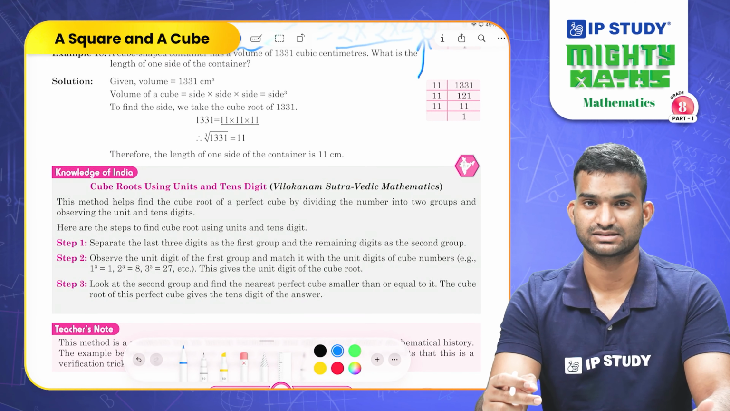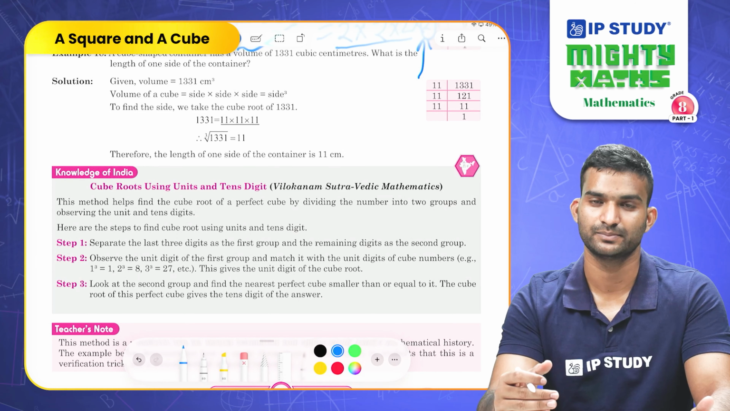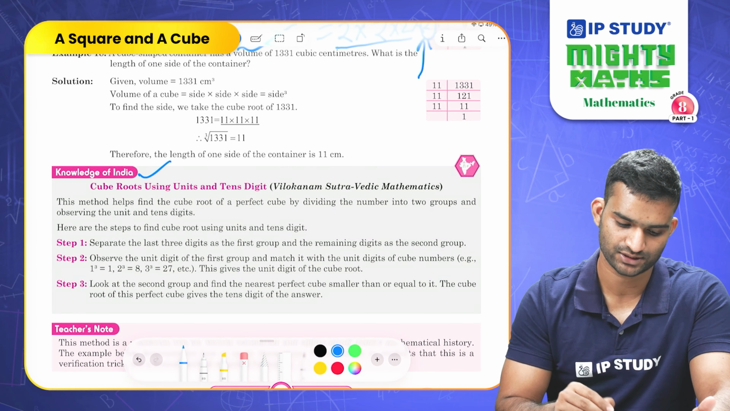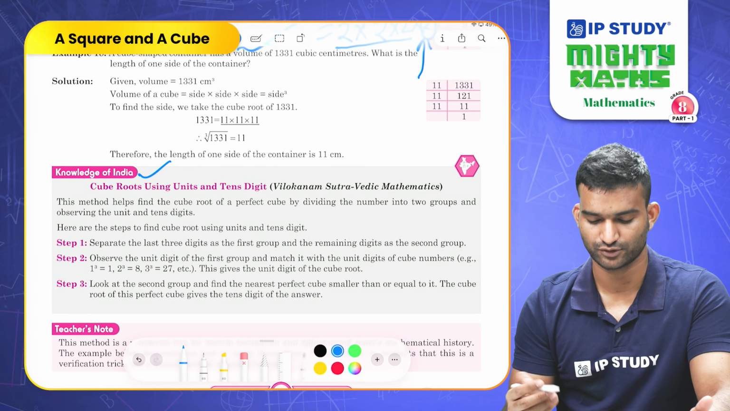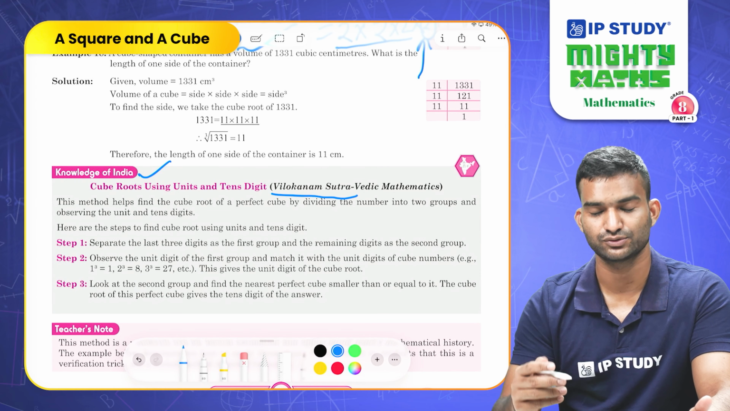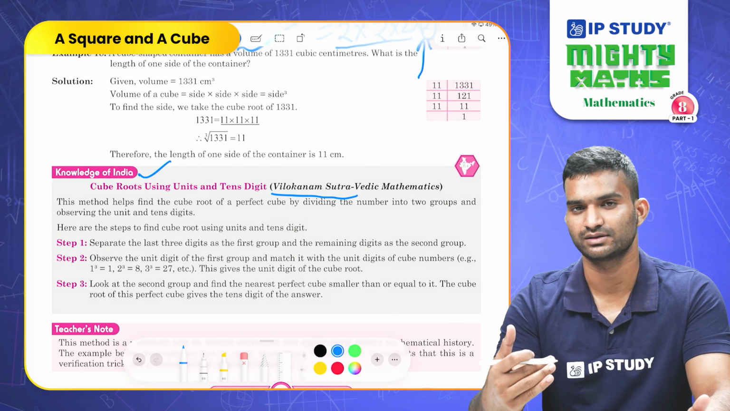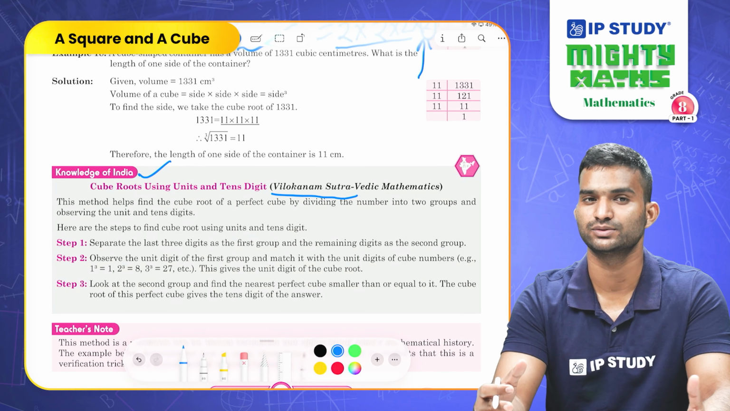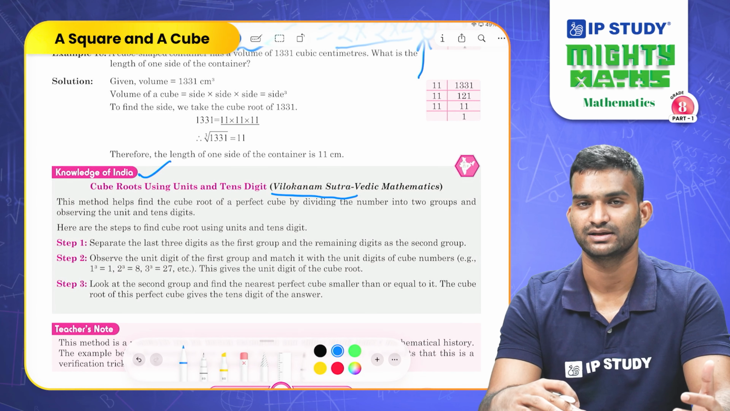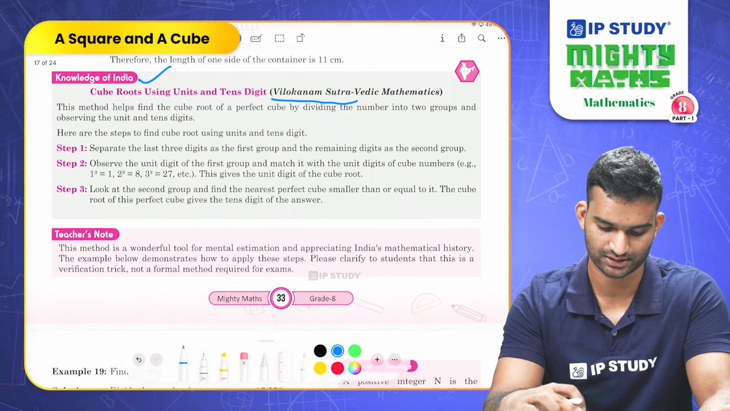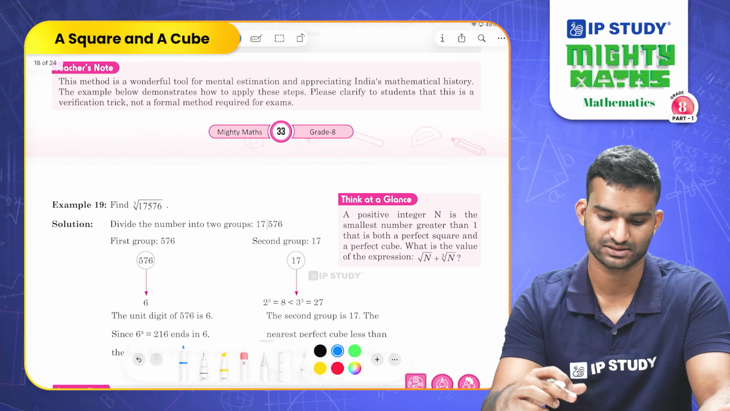So let's discuss another method which we will be covering under the Knowledge of India section, which represents a special formula like the Vilokanam Sutra. So in this sutra, we'll understand how to get the cube root of a certain number in a really quick time. So let's go through an example to understand this topic.